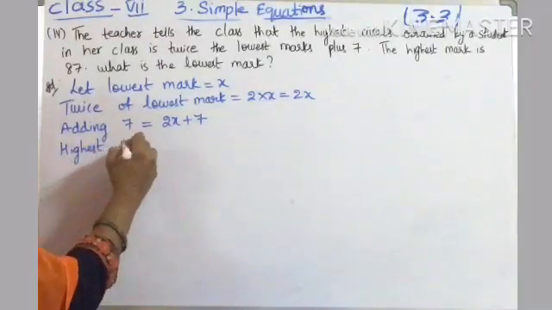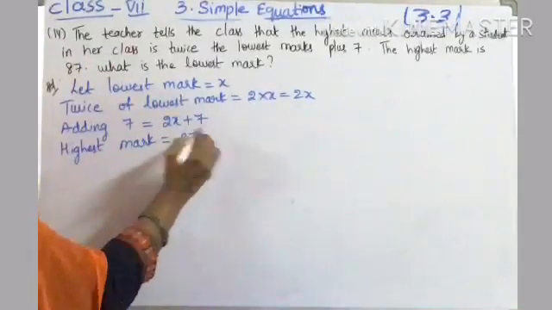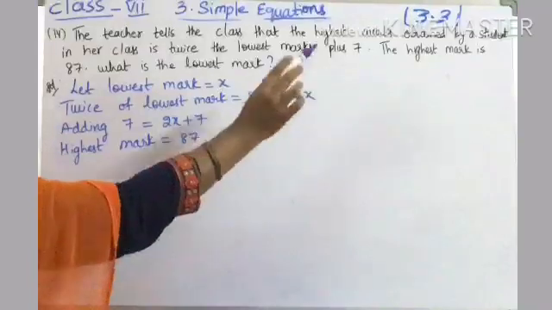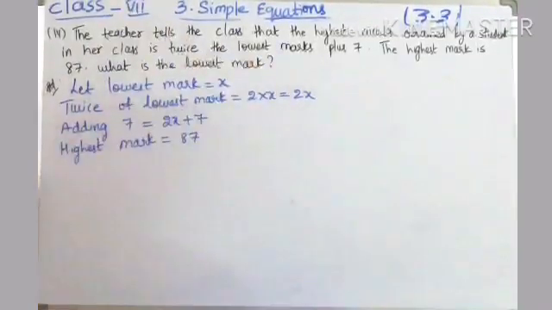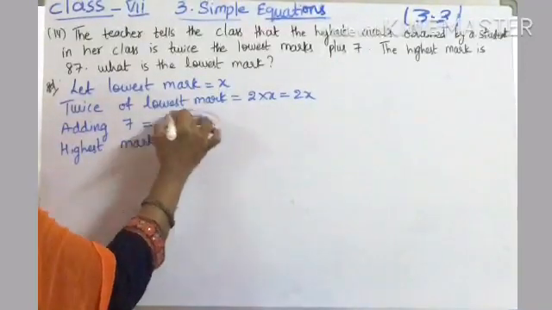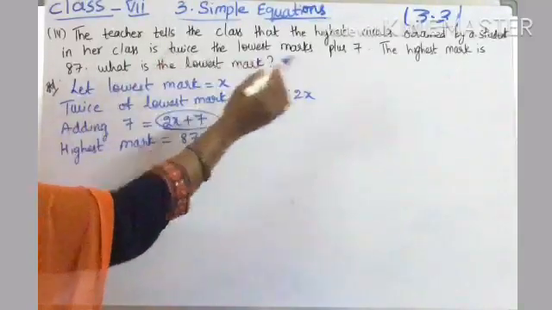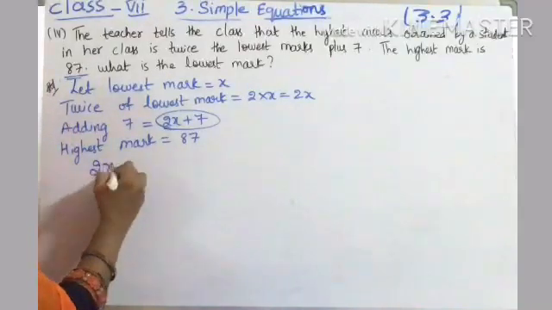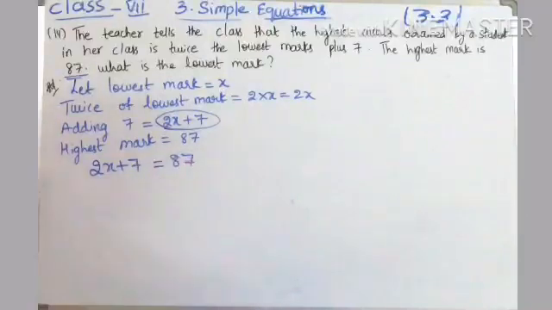The highest mark is given here in the question, 87. Don't get confused here. The teacher tells the class that the highest mark obtained by a student in her class is twice the lowest mark plus 7. Twice means 2x, so 2x plus 7 is the highest mark for the condition. Okay. And they gave in the question the highest mark as 87, so 2x plus 7 is nothing but 87.